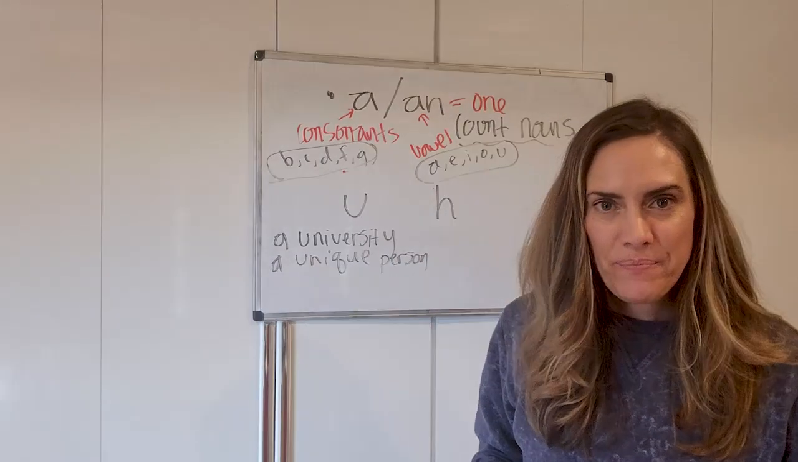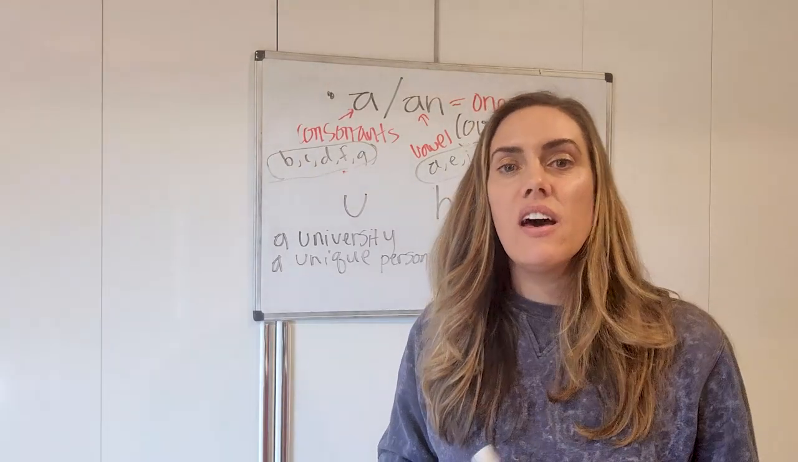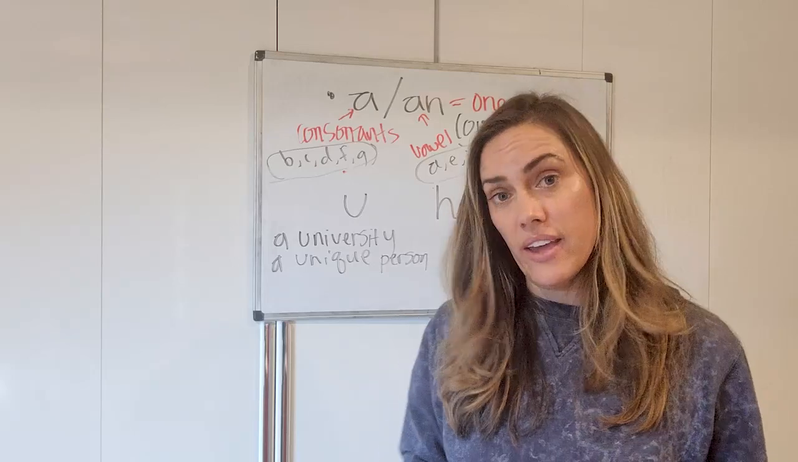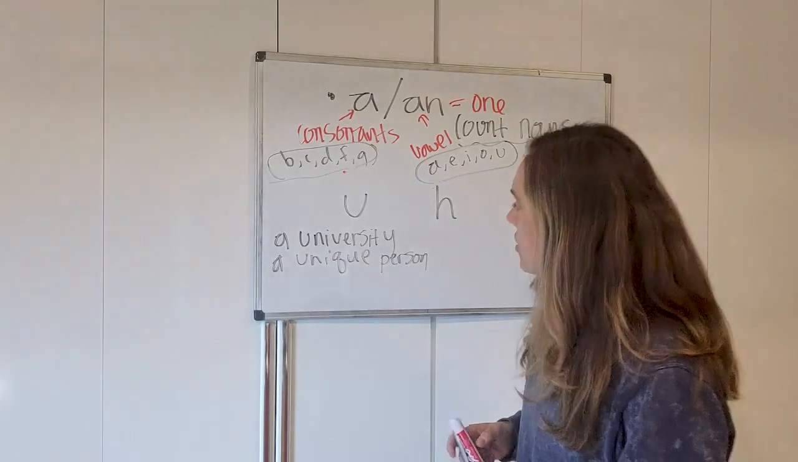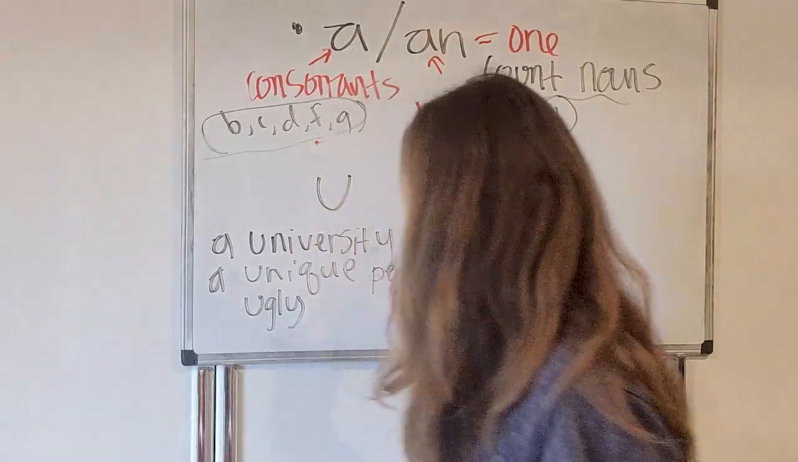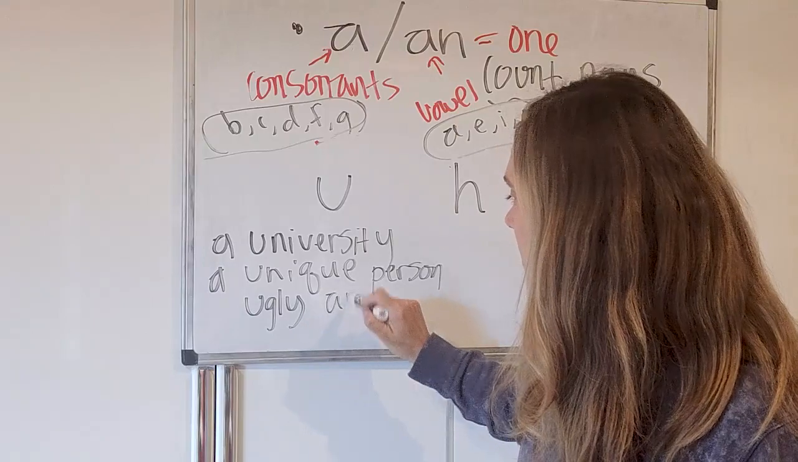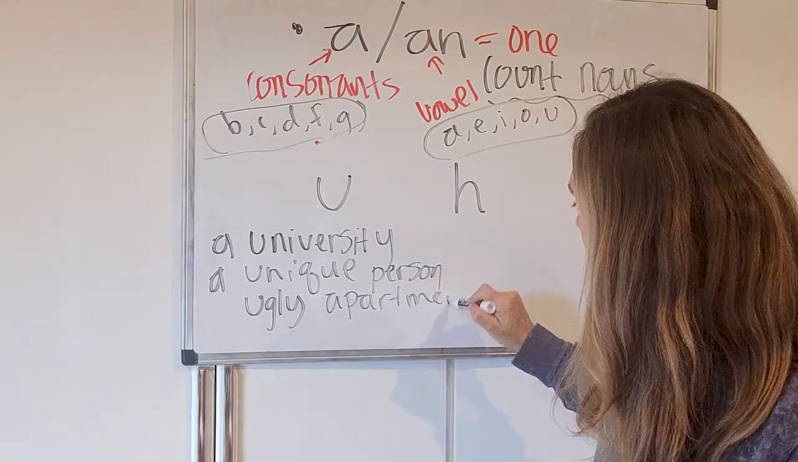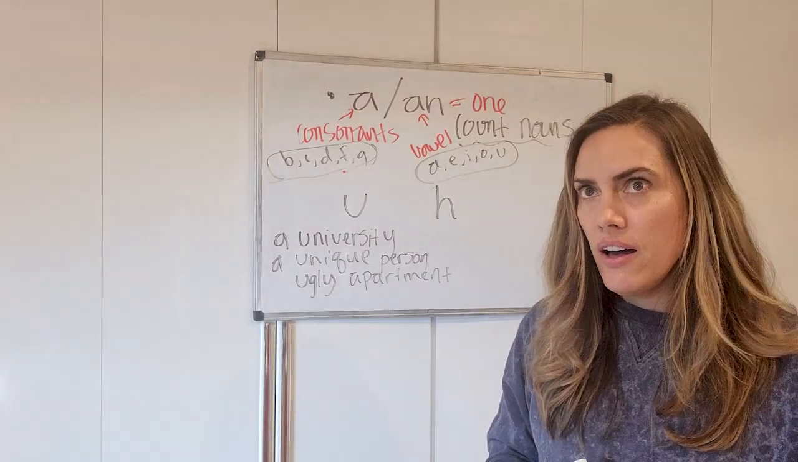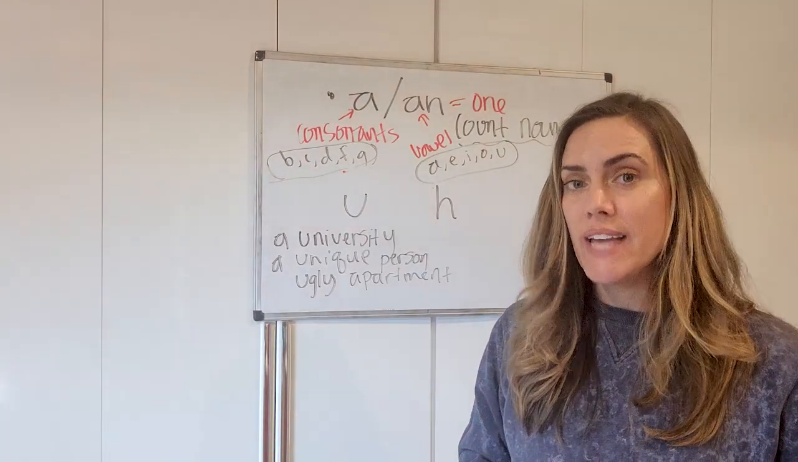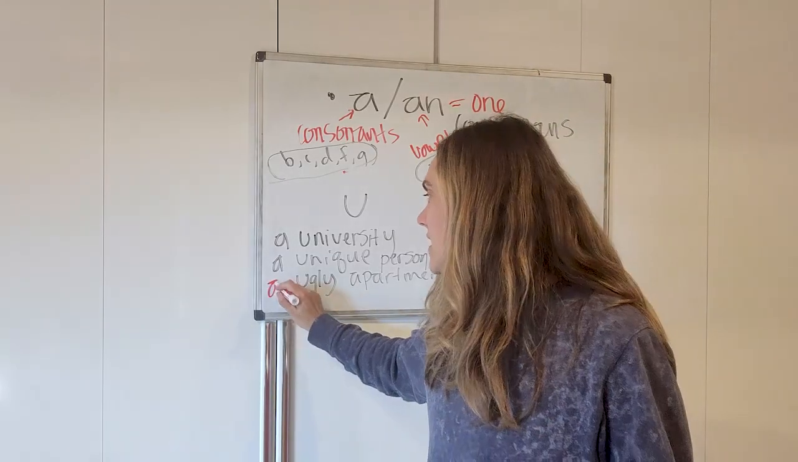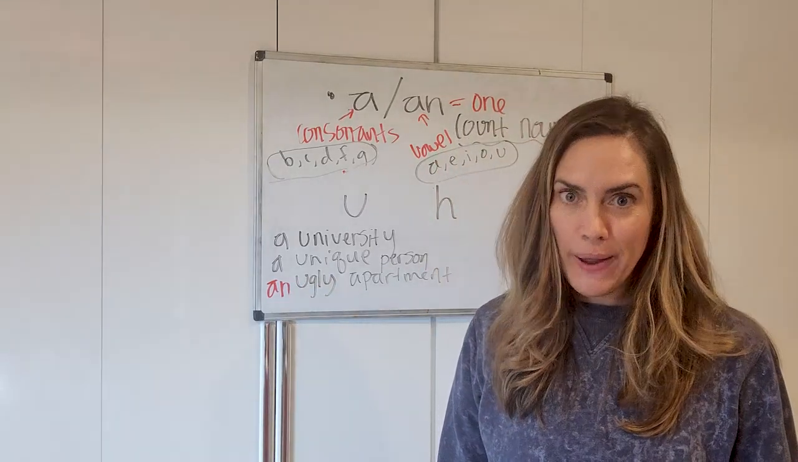person, okay? Now, what if I use the letter U, but the sound is or okay? Because it has those sounds too. So what if I say ugly apartment, okay? Ugly apartment. That's actually a U sound, okay? So a U sound is a vowel. So here we have to say an ugly apartment.